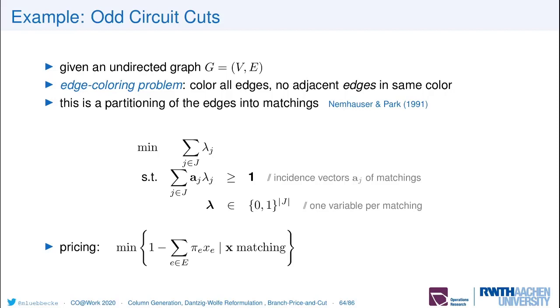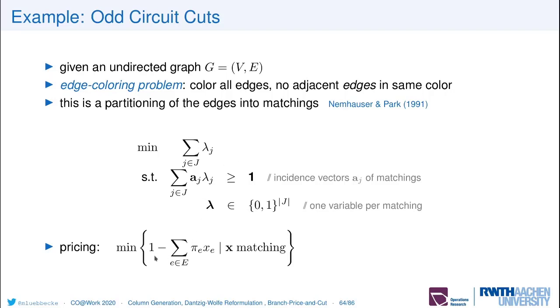It's a beautiful model by Nemhauser and Park. This is a model with a huge number of variables because it has a variable for every matching in the graph. It's huge. Okay, so you cannot solve that directly. Instead, when you solve the LP relaxation, you just start with a restricted master problem where you have a few variables corresponding to a few matchings. And this would be the pricing problem.